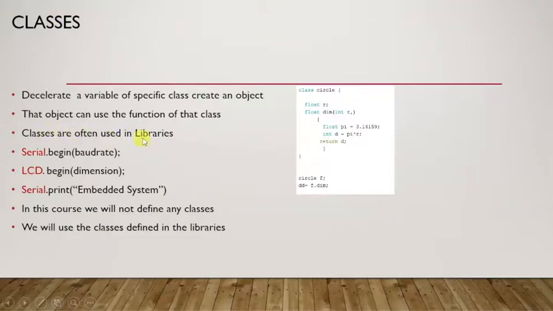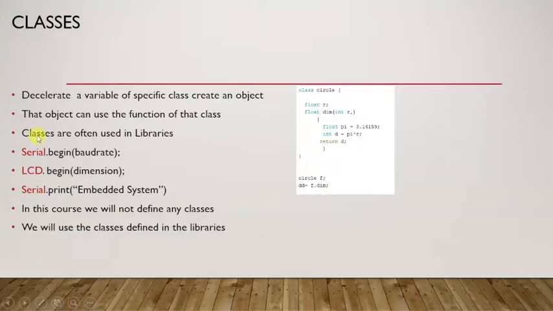Classes are often used in libraries. For example, in Arduino, when you call Serial.begin, Serial is a class. LCD.begin is also a class. When you say begin, this is a function for this class. LCD.begin is a function for an LCD. Serial.print is a function of the Serial class, and so on.